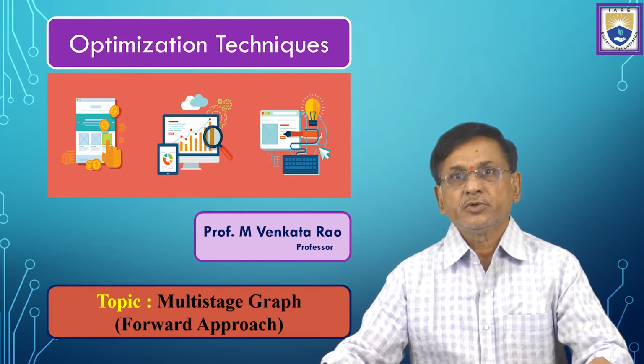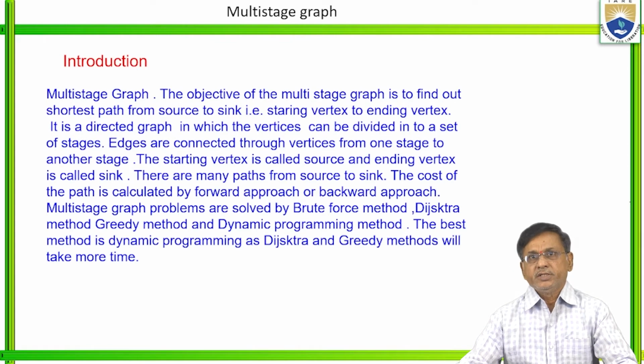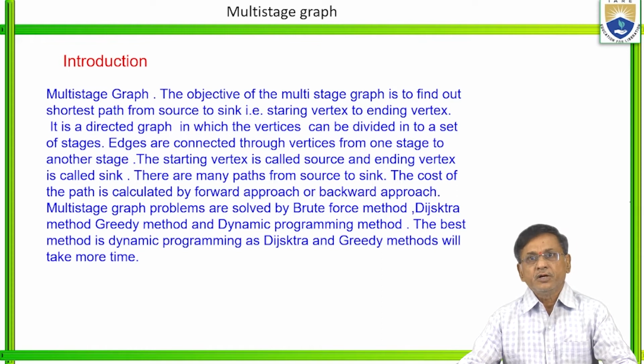Now, I will discuss the topic multi-stage graph using forward approach. Topics to be covered are introduction, dynamic programming, examples. Multi-stage graph. The main objective of multi-stage graph is to find out the shortest distance from the source to sink. The starting vertex is called the source and the last vertex is called the sink.